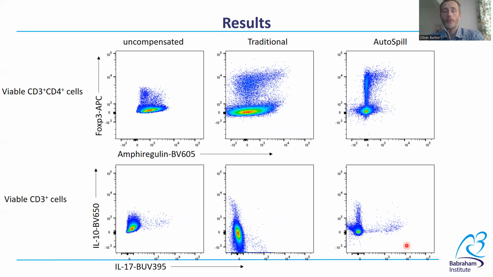Also, since spread is directly proportional to spillover, the accumulated uncorrected spillover errors in the traditional method are causing spreading. While with AutoSpill, we're instead getting this nicely compressed negative population, actually allowing us a better ability to detect our cytokines.